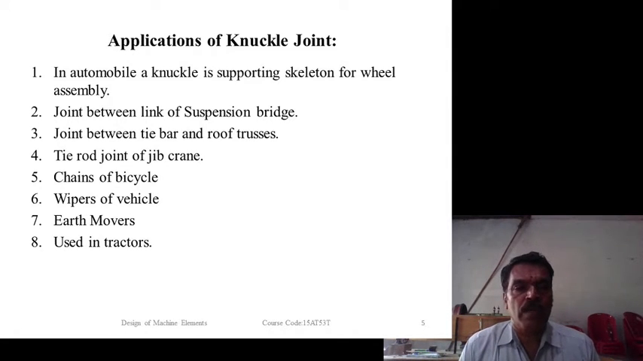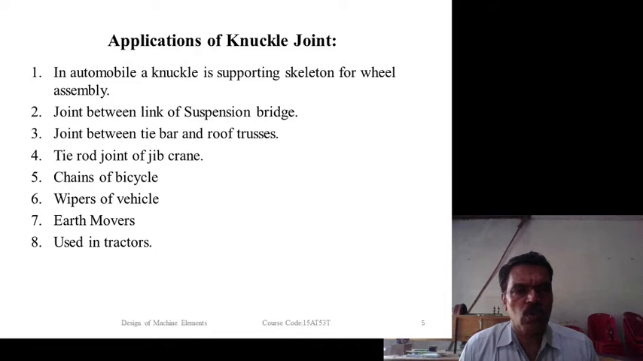And almost all bicycles as well as motorcycles are fitted with cycle chains. Chains are used to transmit power from one sprocket to another sprocket. Such chains have this type of joint, which is called a knuckle joint.